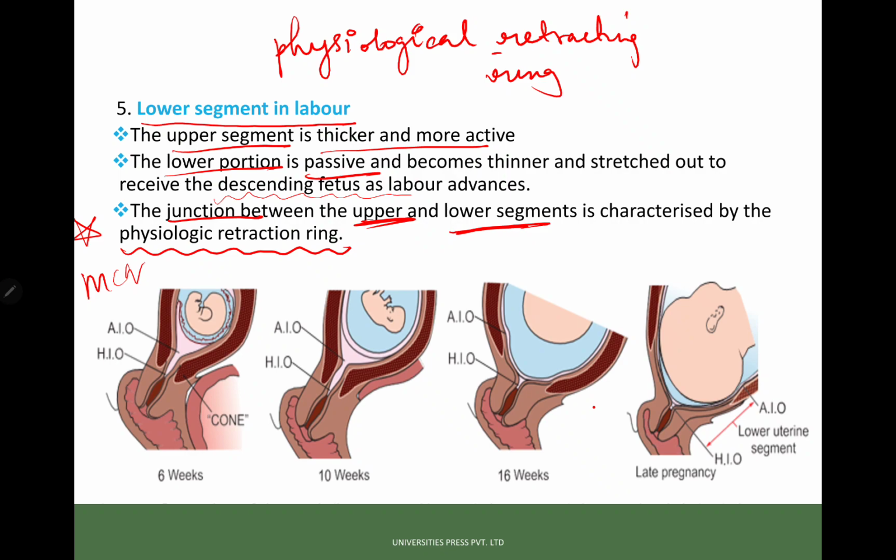If you see this image, at 6 weeks, 10 weeks, 16 weeks, and late pregnancy, how is the cervix? This is how the lower uterine segment looks, and how it is dilated.